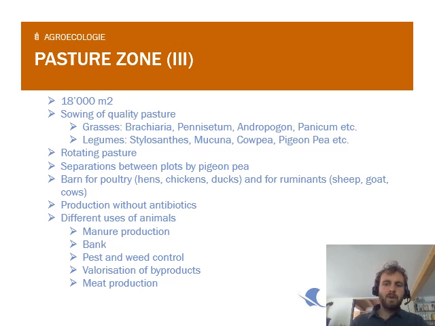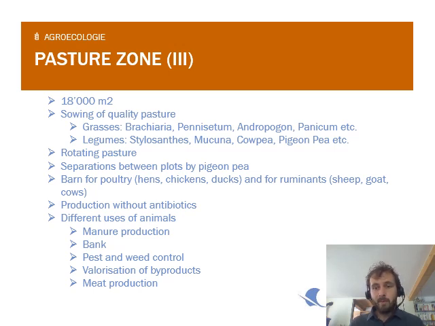Okay, so now we get to the next zone, which is zone 3, the pasture zone. This zone is also 18,000 square meters. In this zone we sow quality forage, so grasses like Brachiaria, Pennisetum, Andropogon, Panicum, and legumes like Stylosanthes, mucuna, cowpea, and pigeon pea. And then we will do a rotating pasture. So as we saw in the lecture, we will always move the animals and let the vegetation grow back.